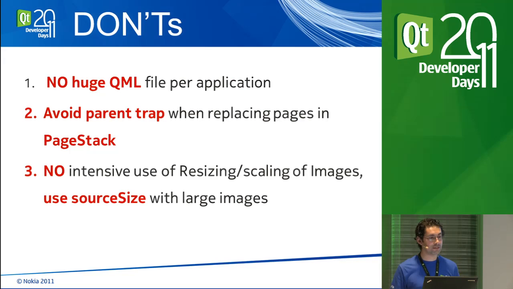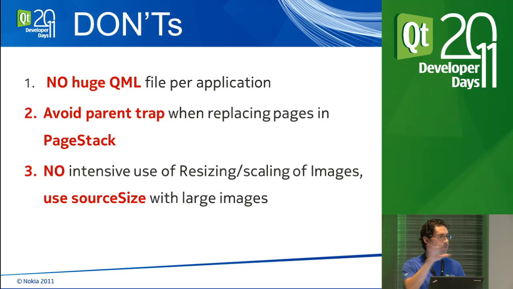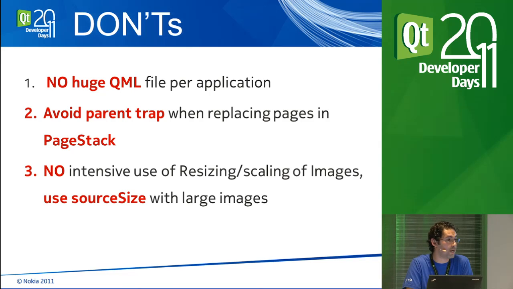And so the don'ts. The first one is the general rule of programming. You know, it's don't be a mess. That's it. So don't use a huge QML file per application. Try to use several pages in different QML files. That's a very good practice. And try to load them dynamically. Avoid the parent trap when replacing pages in a page tag.